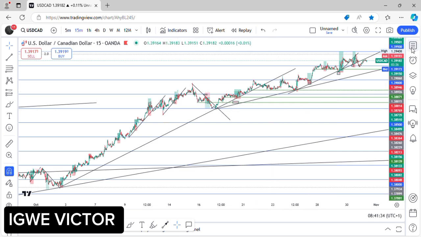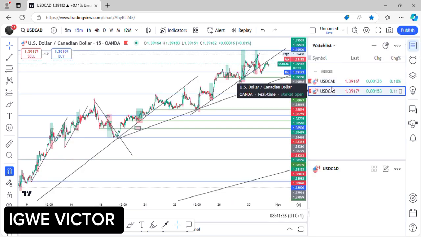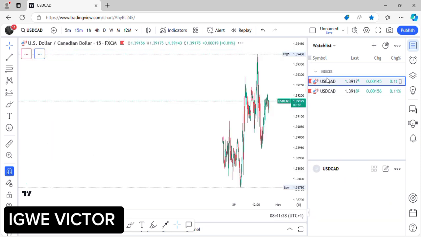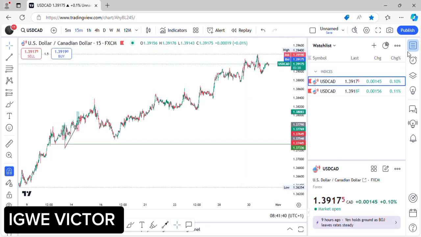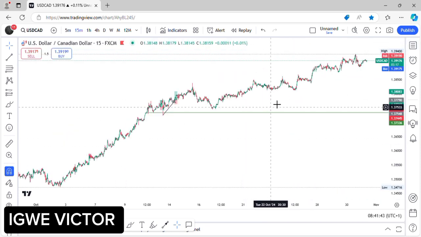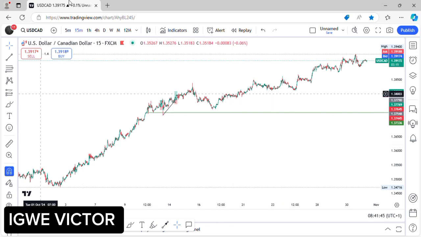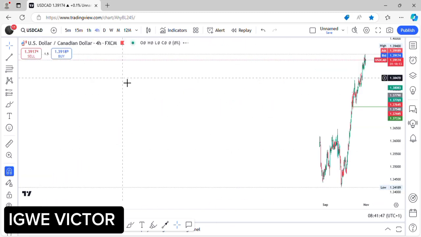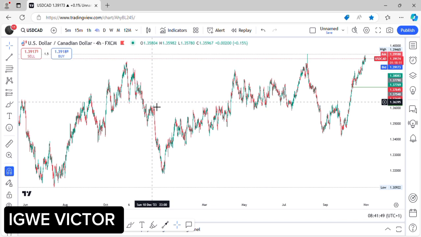So I'll be explaining how to spot and draw support and resistance correctly. This is also on USD CAD. So we'll be talking about how to plot the support and resistance. Basically, you can draw your support and resistance zones at any time frame. You can spot it on the 4 hours time frame, daily time frame, even the 15 minutes, even 5 minutes. But most people prefer the higher time frame because there's lesser noise at that time frame.